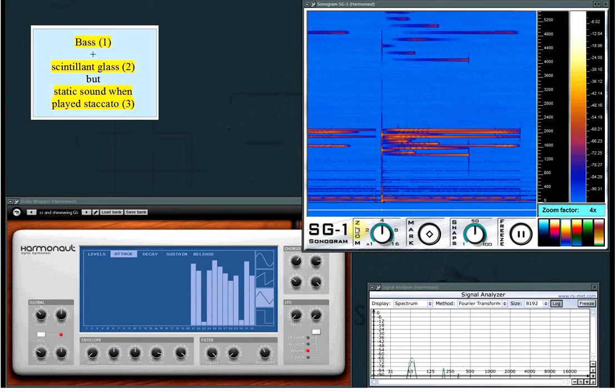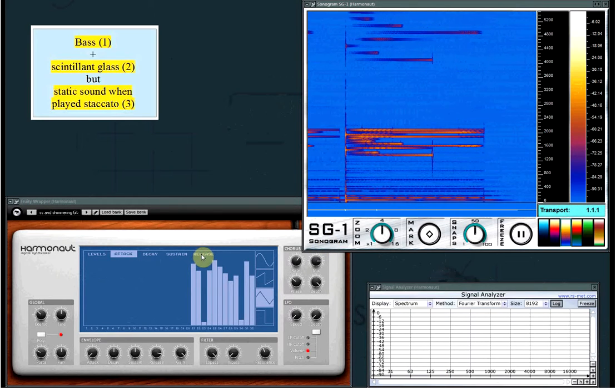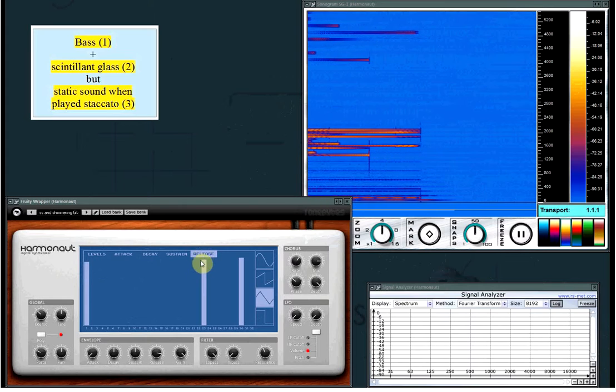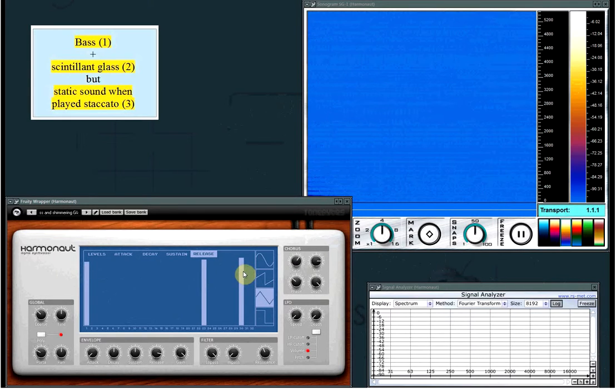Okay, and now let's have a look at release, and you see, hey, it's completely different. The release, the fundamental, and only two of the high harmonics will stay when a note is played very short and staccato. So now I'm going to play at first legato and then staccato.